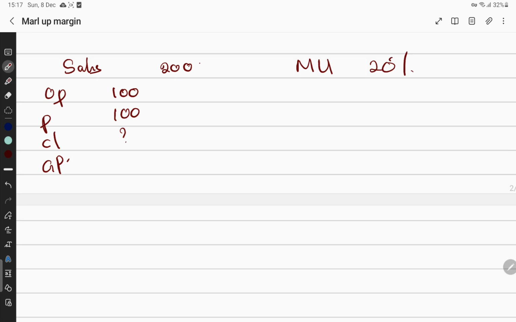Now when they tell you the markup, we can't directly apply it, because markup will be applied with cost of sales. So if the markup is 20%, it means your cost of sales is 100%. Sales minus cost of sales is your gross profit. So if markup is 20%, your cost of sales is 100%, which means your sales will be 120%.